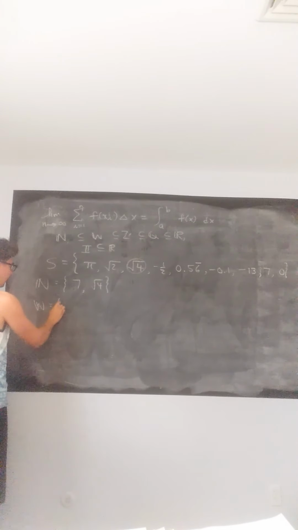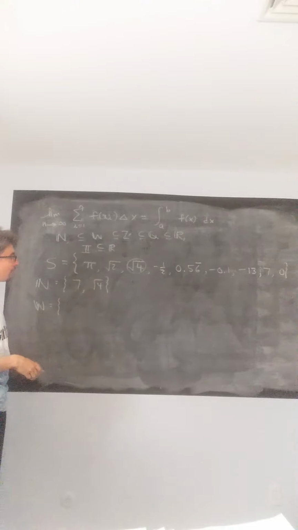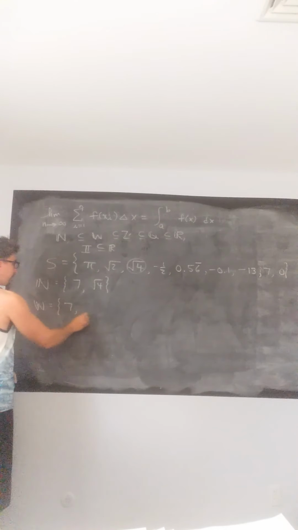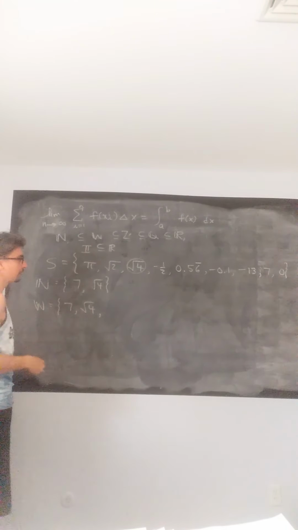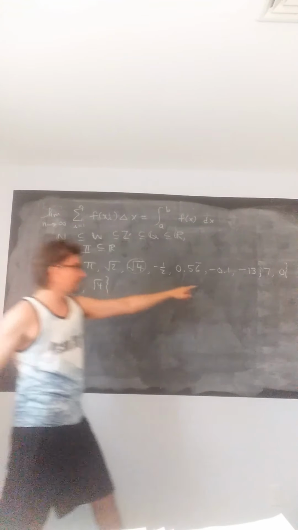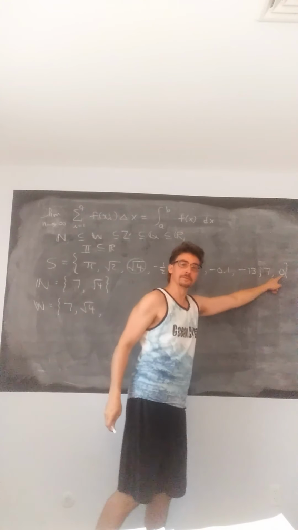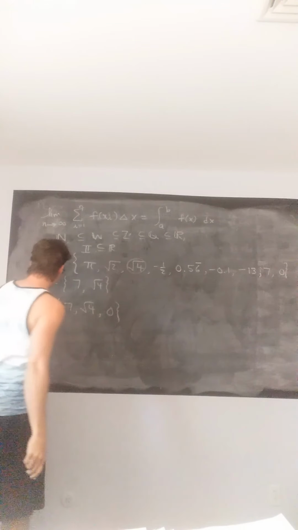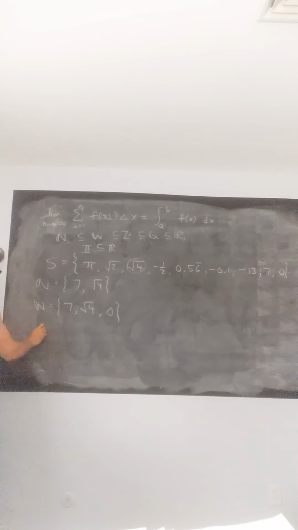Let's talk about whole numbers. What numbers belong in that set here from S, right? So the whole numbers are everything the natural numbers are. So that means you automatically have 7 and the square root of 4. And we also have down here the number 0. 0 is where the whole numbers begin. So that is the set W.